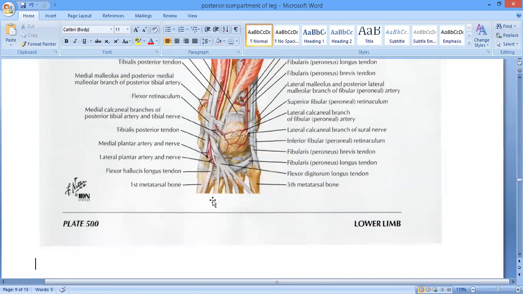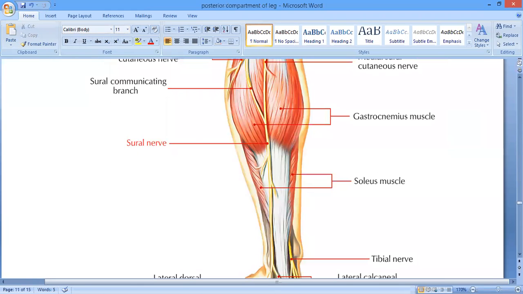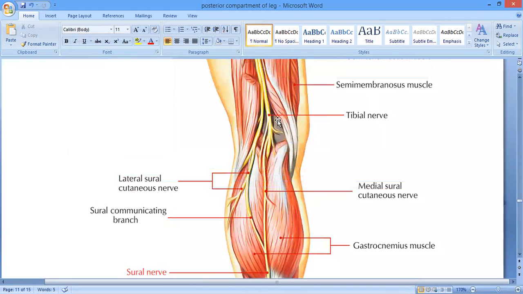Okay, now the branches in the popliteal fossa. In the popliteal fossa, it is going to give a cutaneous branch. This is named the sural nerve, right? The sural branch of the tibial nerve. And the sural nerve runs here on the posterior surface.